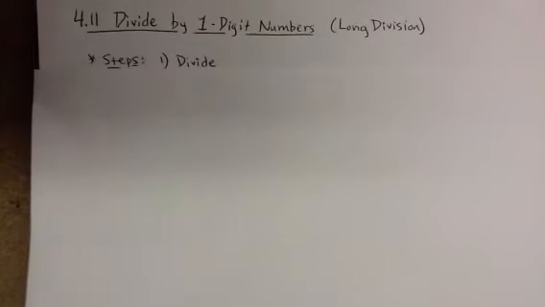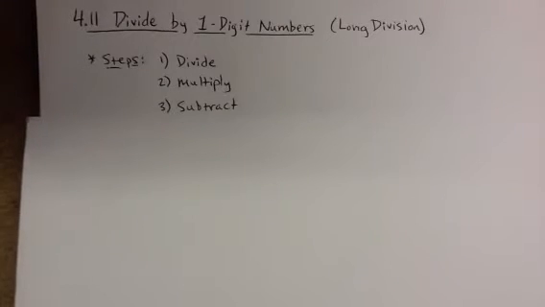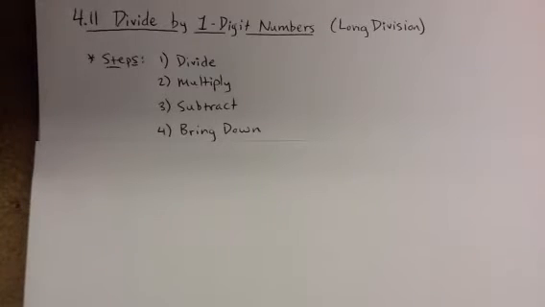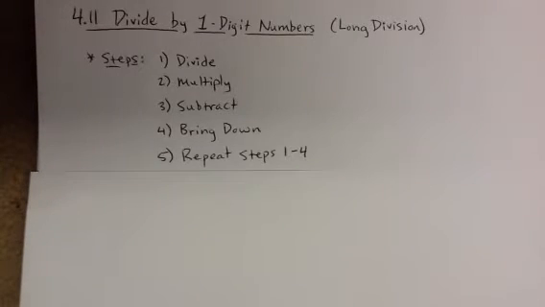So step 1, divide. We've been working on division. Step 2, multiply. Well, we know how to do that. Step 3, subtract. Well, this doesn't seem so bad. And finally, step 4, bring down. Now this is the only thing that might be a little new, but you'll see in the examples it's not that difficult. And finally, step 5, repeat steps 1 through 4.